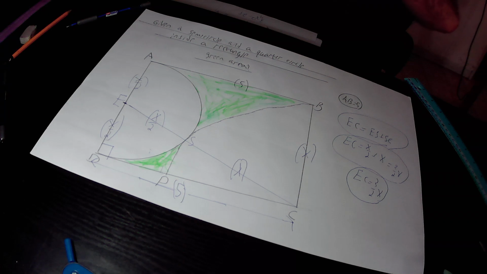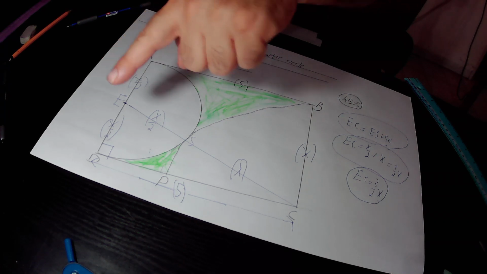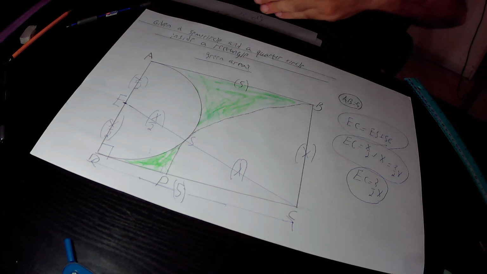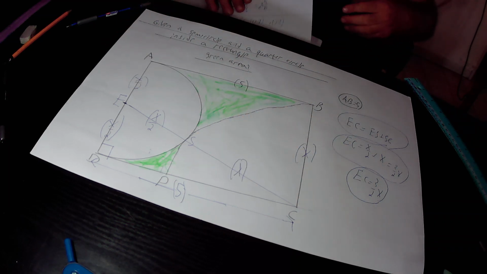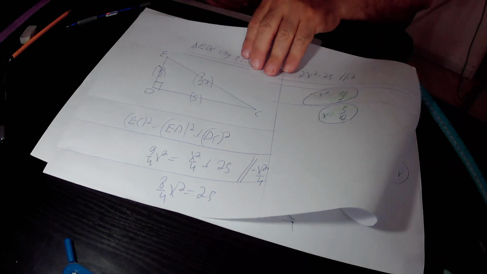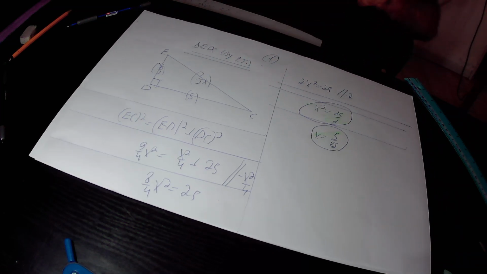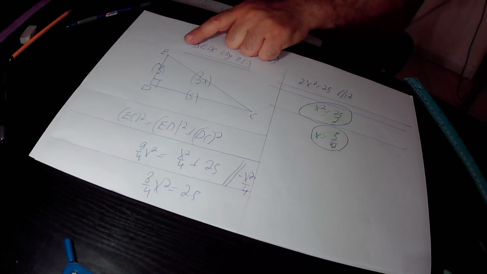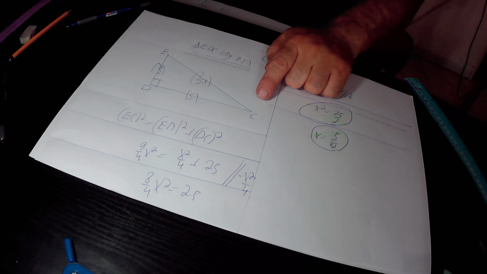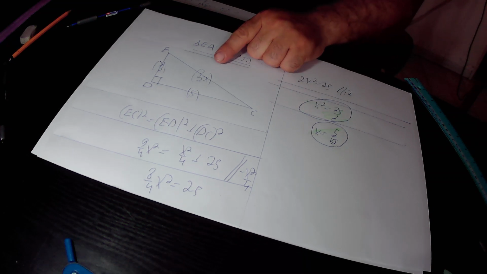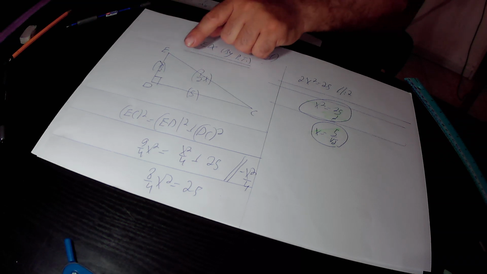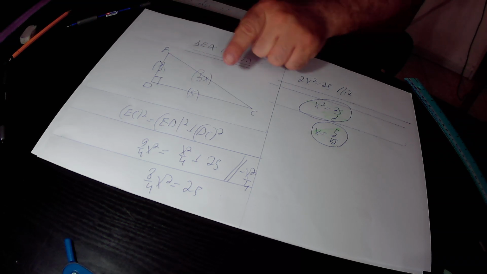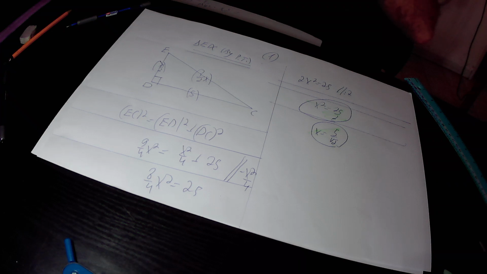In the next step, I copied the right triangle EDC to a new page and implemented the Pythagoras theorem on this right triangle. This is the right triangle EDC that I copied from the original drawing. We just found out that the hypotenuse EC equals 3 over 2 x units in its length. ED is the radius of the semicircle, that is x over 2, and DC equals 5 units in its length.